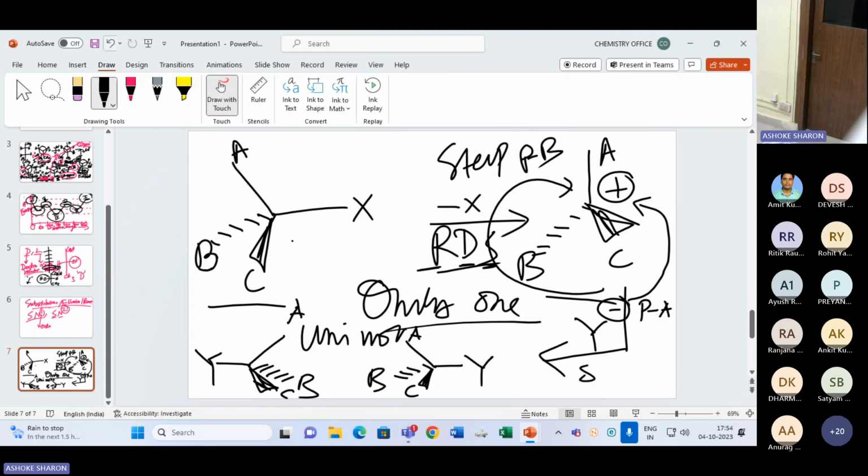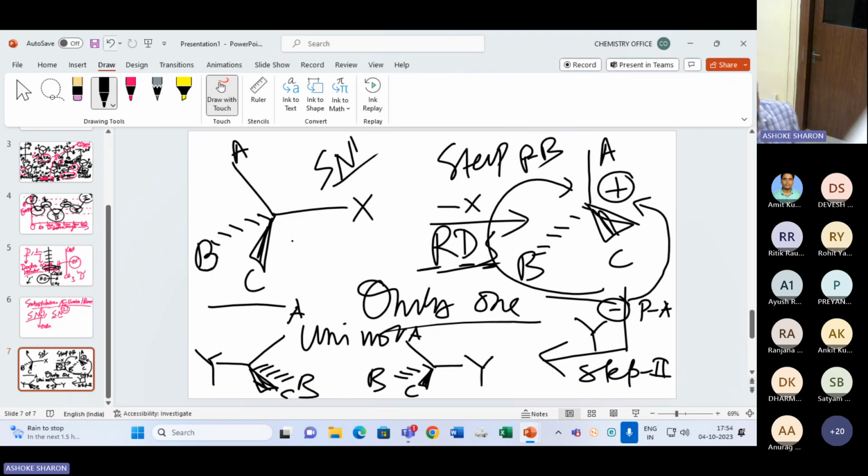So this is step 1, and this is step 2. I have already told you step 1 is the RDS, the rate determining step. In that step, how many components are involved? Only one component. That's why this is called SN1, nucleophilic substitution 1. Why substitution? Because the X group is removed and the Y group is incorporated. The X group is substituted by the Y group. That's why it's called a substitution reaction.